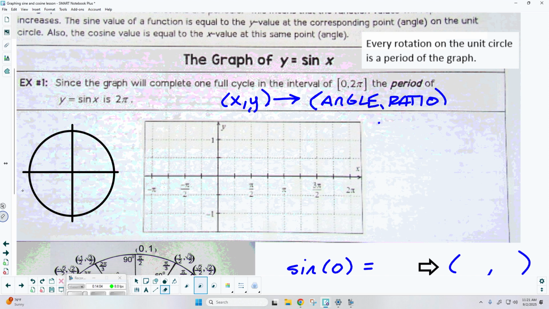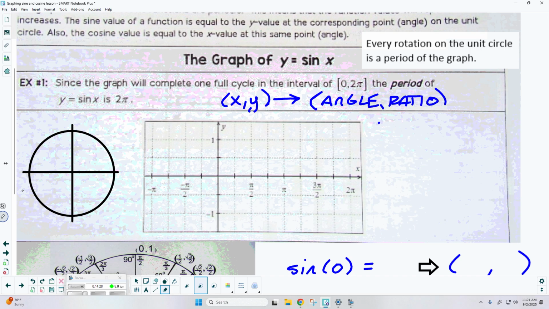Okay, so in example 1, since the graph will complete 1 full cycle on the interval from 0 to 2 pi, the period of sine of x is 2 pi. Now, you remember way back in the day when you were first learning about linear functions and quadratic and all that good stuff, a lot of times you probably created a table. You plugged in values of x, you got the y values, and then you had points you could connect. But we're going to do the exact same thing here.